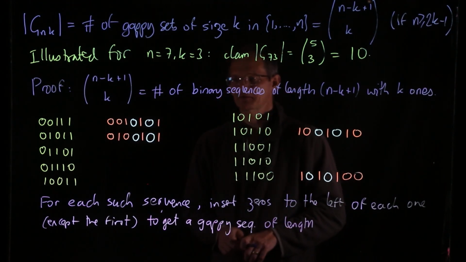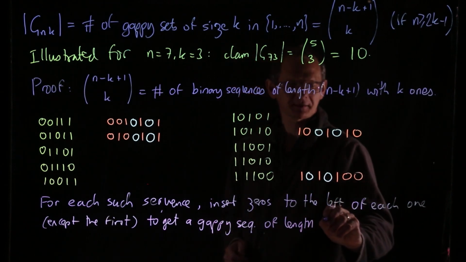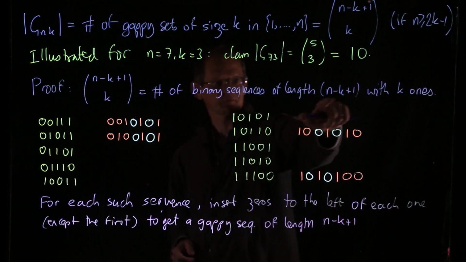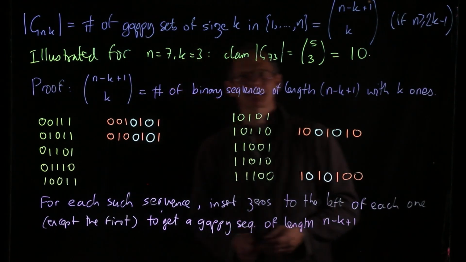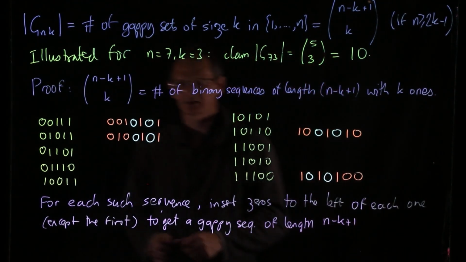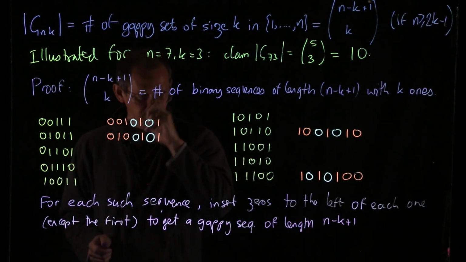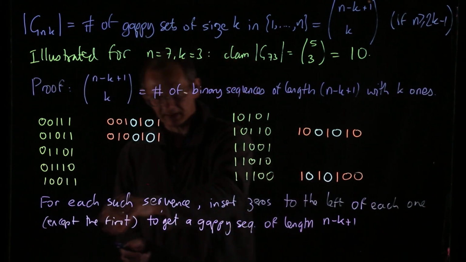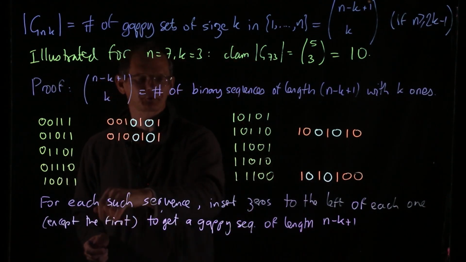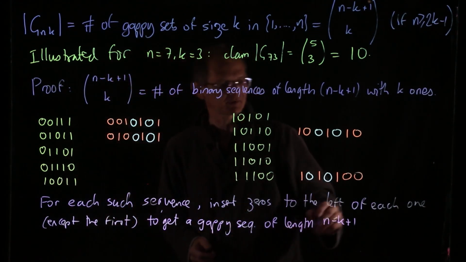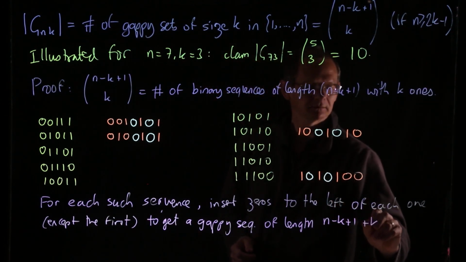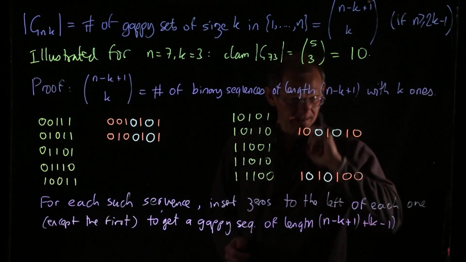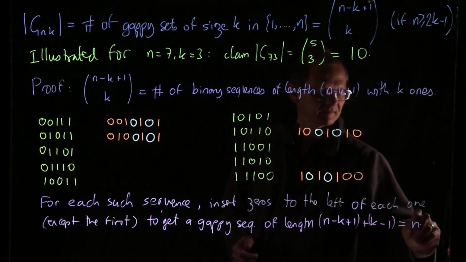And so what's the length of this new sequence? Well, we started with a sequence of length n minus k plus 1, and now we've inserted some extra stuff. How much extra have we inserted? We had k ones to start with, and we're inserting zeros to the left of all of them. That would add k zeros, but we don't have to insert a 0 for the first one, so it's actually k minus 1 zeros. So we've inserted k minus 1 extra zeros, and then this cancels out to give n.